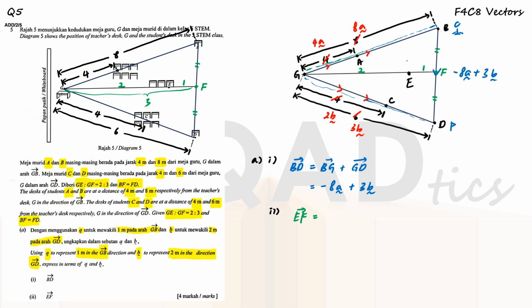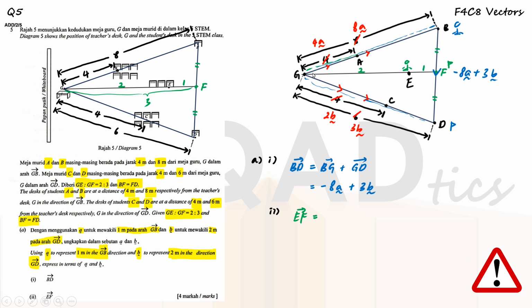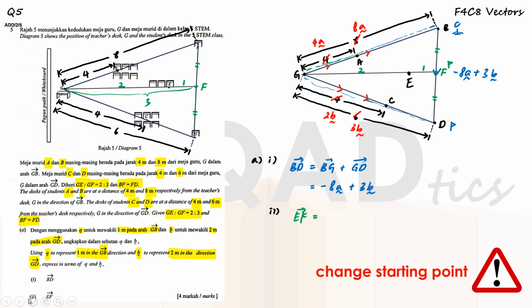So EF means we need to start from here and we need to reach F, right? But there's an issue with this, because on this line there are no vectors. Let's say if I want to go from E to G, there's no vector, right? So let's change our starting point a bit. Instead of starting with E, let us start from G. That'll be better, right? Because G and F are the endpoints of this line. So it will be much easier to find the vector, right?